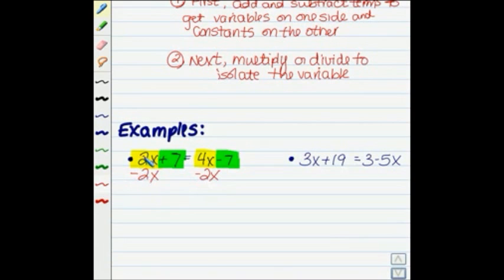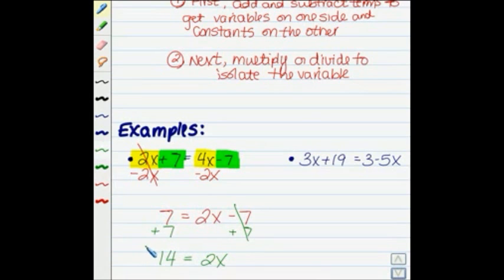The reason I subtract is so that this will cancel out. 2x minus 2x drops out, leaving me with just 7. 4x minus 2x is 2x. Well, I've got the variables together on one side, but I want to get that negative 7 over on the other side, so I'll need to add 7 in this case. When I go ahead and do that, it will drop out here, just leaving me with 2x. 7 plus 7 is 14.